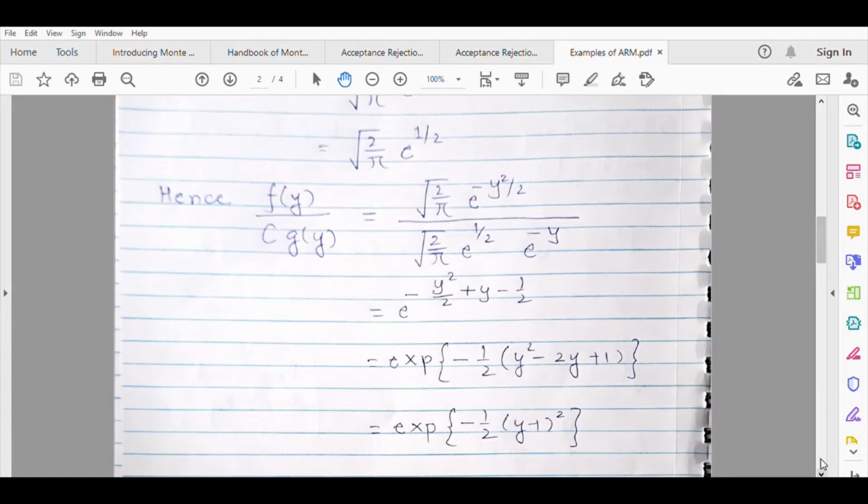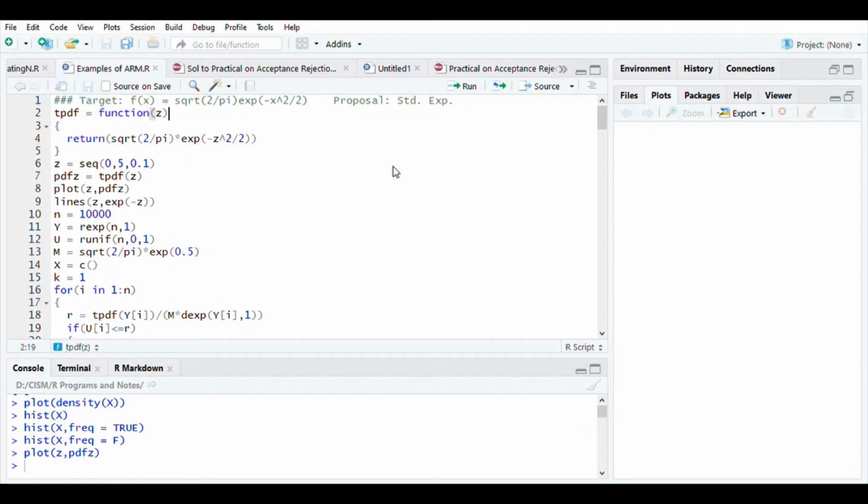So now let us see how this can be done in R. So we are here in R. To get an idea about the PDF, let us first compute the PDF and try to plot it. So here I have written a function to compute the PDF. It is a user defined function. The argument is z. So the function simply returns the value of the target PDF.